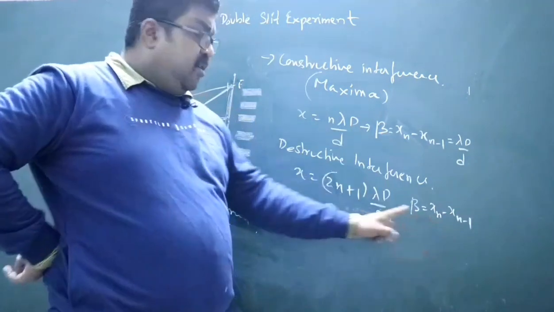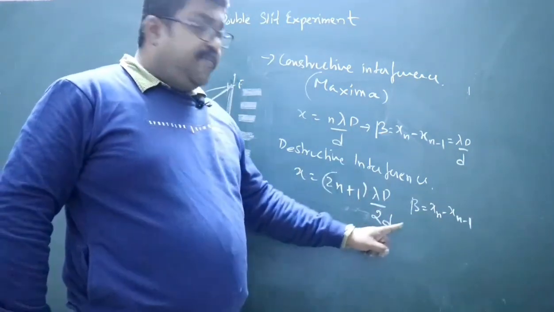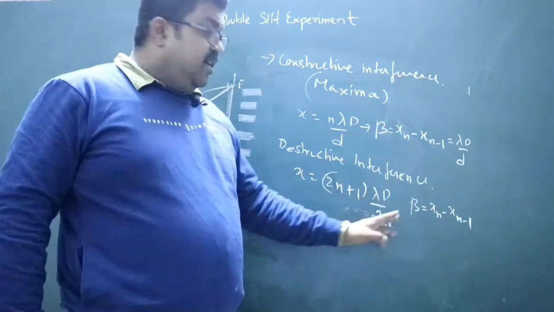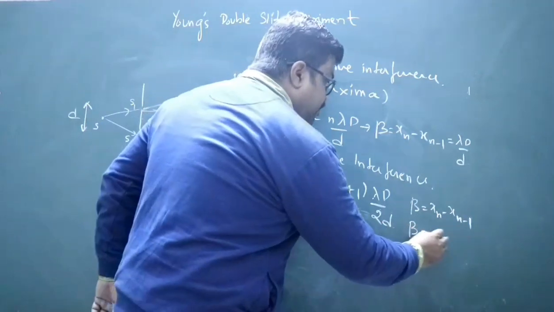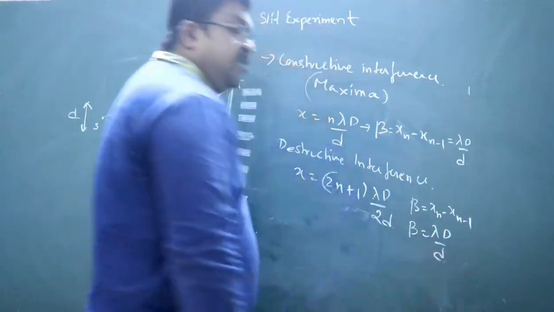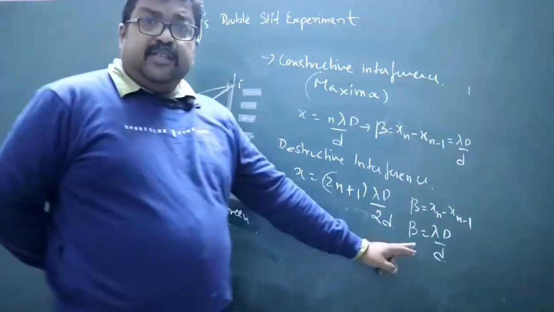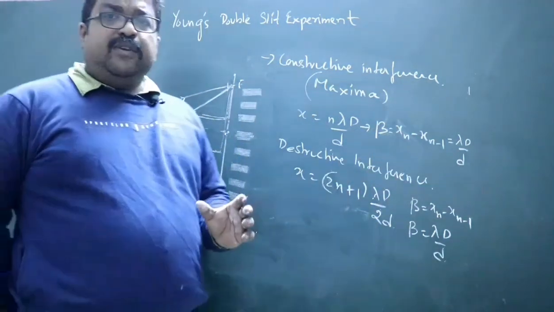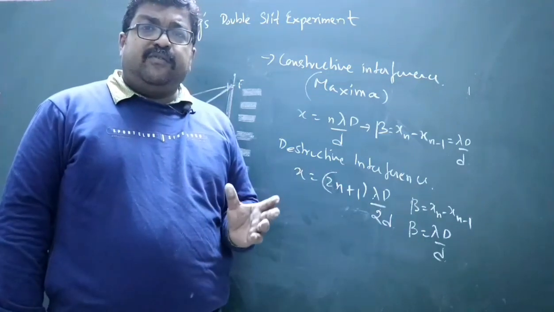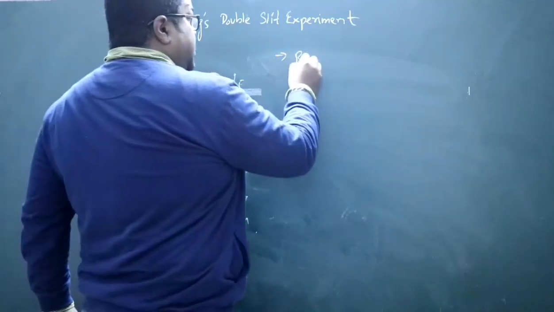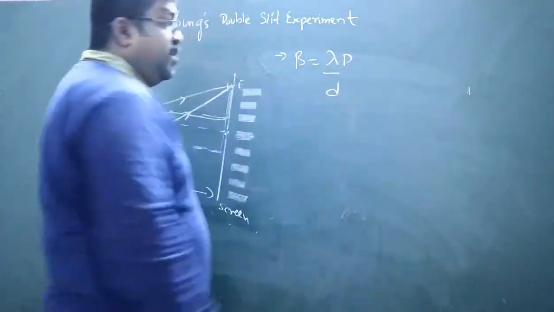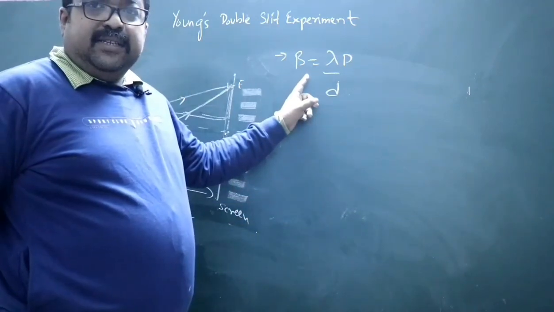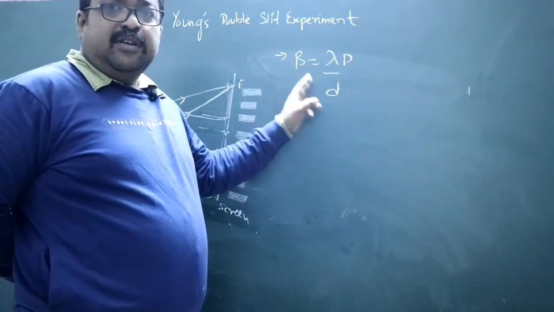Similarly for the dark band width, xn will be (2n plus 1) lambda D by 2d, and xn minus 1 will be (2(n minus 1) plus 1) lambda D by 2d. If you simplify this, again the value is lambda D by d. So both results are the same, which shows that the width of the bright band is equal to the width of the dark band. So we have beta equal to lambda D by d, the width of the bands for both bright and dark bands.